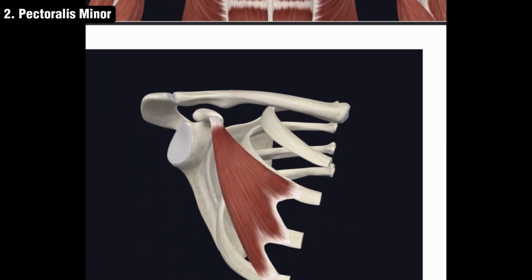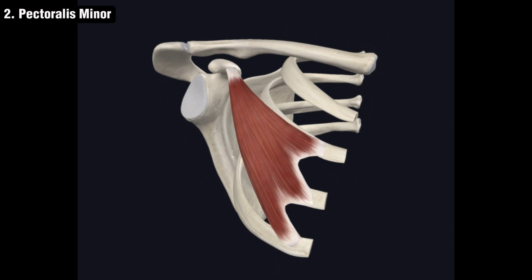Upon isolation, the muscle looks like this. So here's the pectoralis minor muscle. The pectoralis minor muscle originates usually from third, fourth, and fifth rib, even though that's not what has been shown in this picture. But the reality is that it originates from third, fourth, and fifth rib, near the costochondral junction, and it inserts into the coracoid process.